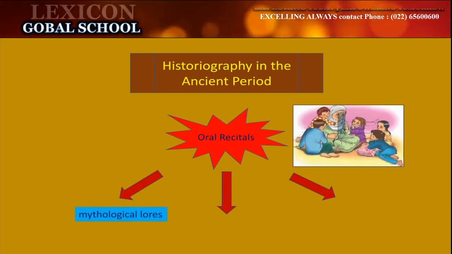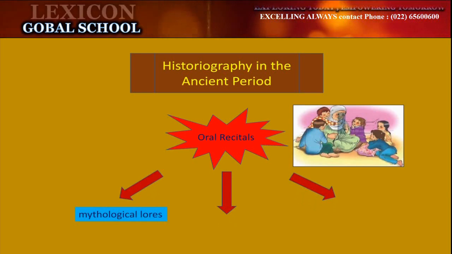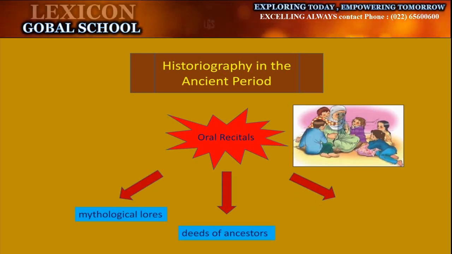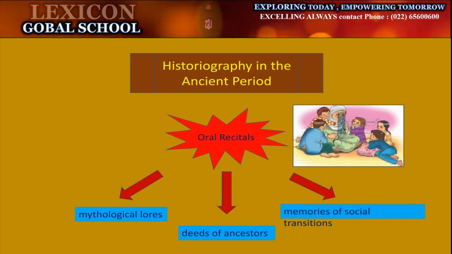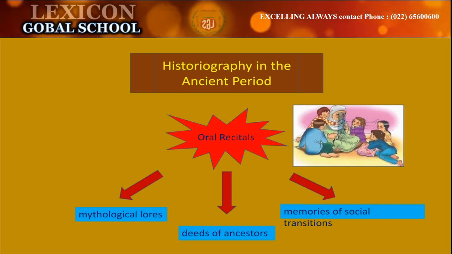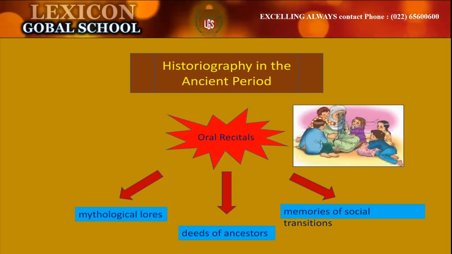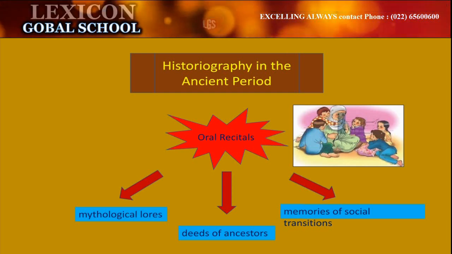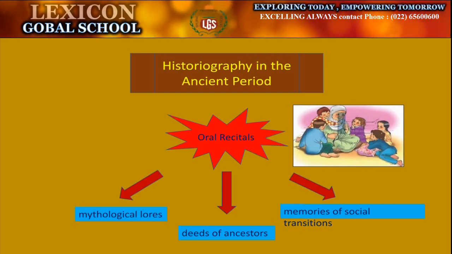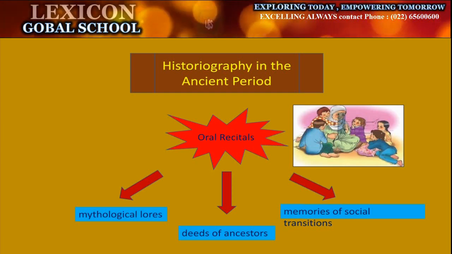The mythological lores, that is, the mythological stories, the deeds of the ancestors, the work done by our ancestors, and the memories of social transition. The memories of social transition means throughout the time, so many changes have taken place in the society. So, all these changes were told from one person to another person with the help of oral sources.